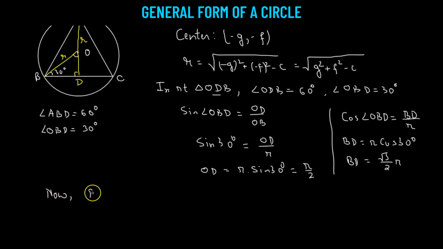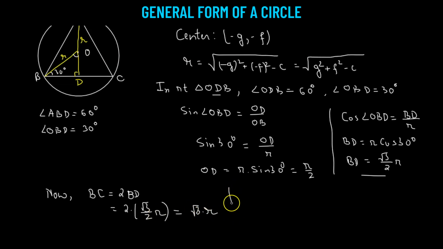Now we need the length of BC. BC is nothing but twice the length of BD. That's because we know for a fact that whenever we have a perpendicular from the center of a circle drawn to any of its chords, it's going to bisect the chord. That means the length of BD is exactly equal to DC. Since we have already obtained the length of BD, if we take twice BD, that's going to give us the length BC. So this will be 2 times square root of 3 over 2 times r. So the length BC comes out to be square root of 3 times r.